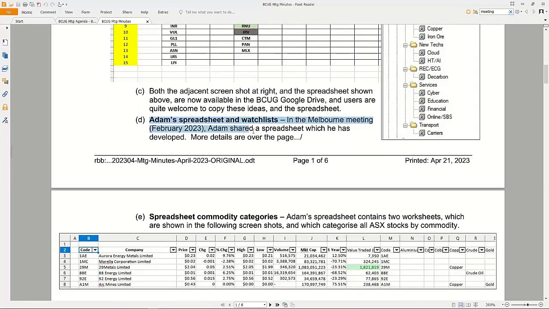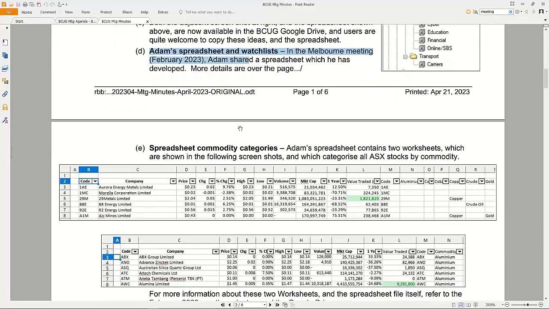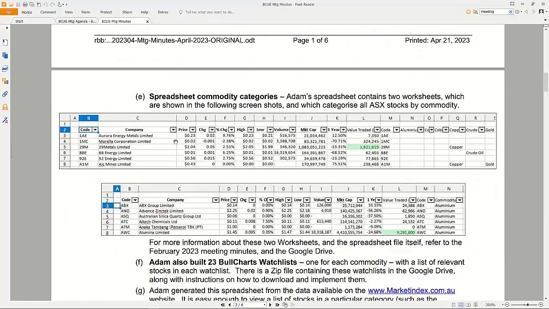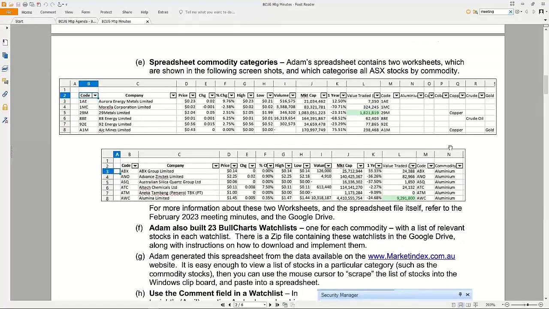Then in February this year, in the Melbourne meeting, Adam shared with us a spreadsheet he had prepared. Here are a couple of screenshots of it. There are 2 worksheets in the spreadsheet. One of them lists all of the ASX stocks sorted by commodity, and there are columns to the right that indicate which commodity each of these stocks has an interest in, whether they're explorers or miners or producers or whatever.